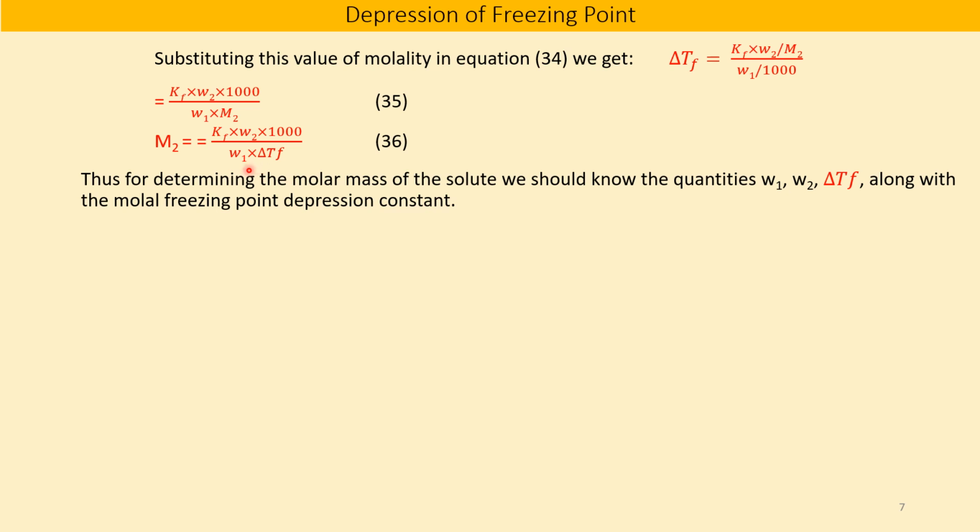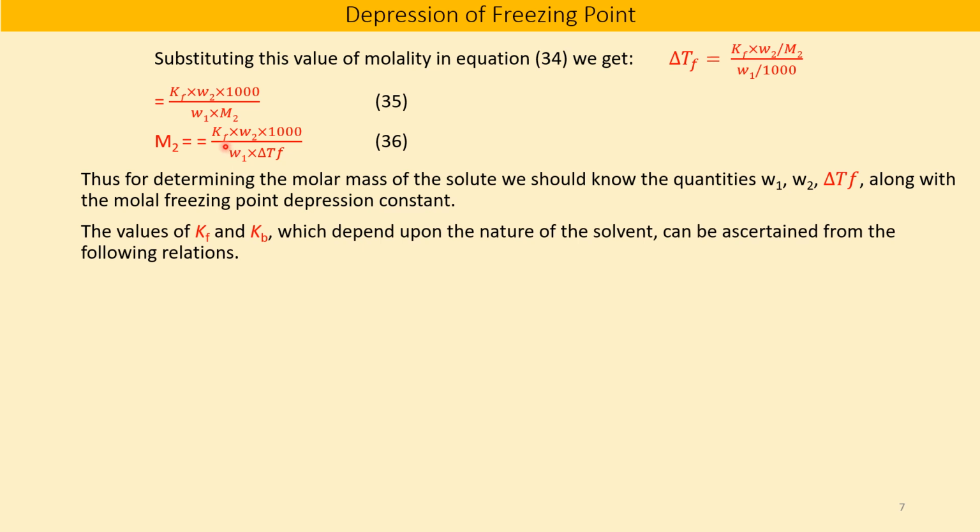Thus, for determining the molar mass M2 of the solute, we should know the quantities W1, W2, ΔTf along with the molal freezing point depression constant Kf. The values of Kf and Kb, which depend on the nature of solvent, can be ascertained from the following relations. Kf = R × M1 × Tf² divided by 1000 × ΔfusH. Let it be equation 37.